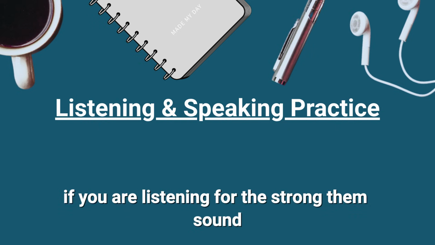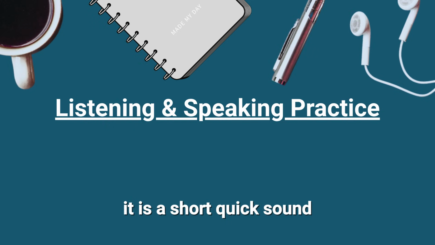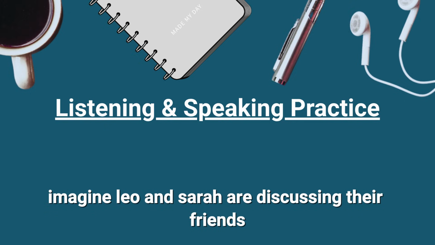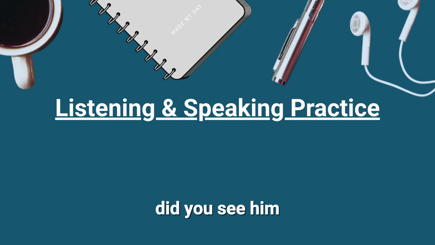If you are listening for the strong them sound, you might miss it, but 'em is everywhere. It is a short, quick sound that carries the meaning of the object pronoun. Imagine Leo and Sarah are discussing their friends. Leo says, "Did you see them?" In fast speech, this is, "Did you see 'em?"